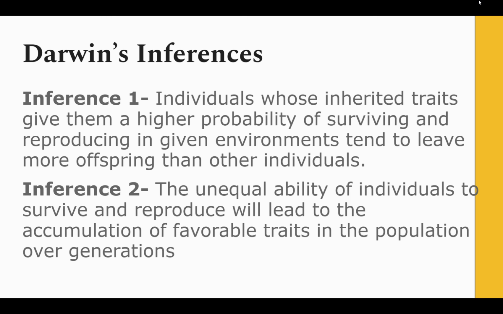He said, well, if traits are inherited and organisms are going to make more babies than possible, it would make sense that the babies with the better traits are going to live longer and make more babies. Individuals with good traits that give them a higher likelihood of surviving and reproducing are going to leave more offspring than others.